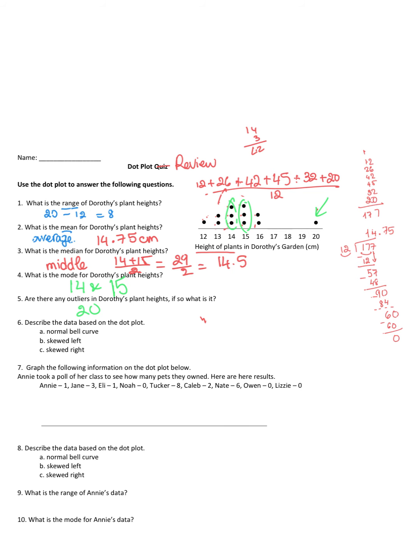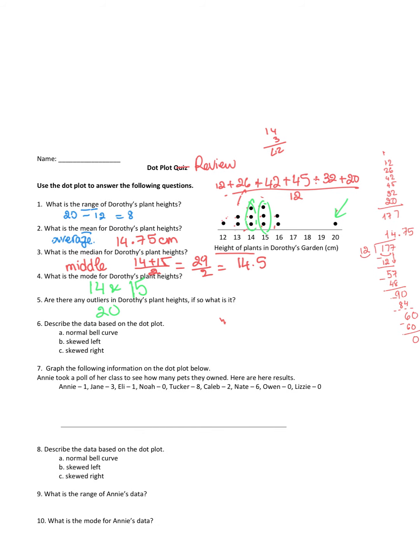Describe the data based on the dot plot. A normal bell curve, by the way, means symmetrical. Are they symmetrical, or are they skewed left or skewed right? Let me erase and take a look. So for me, this looks very even, so I would call it symmetrical.